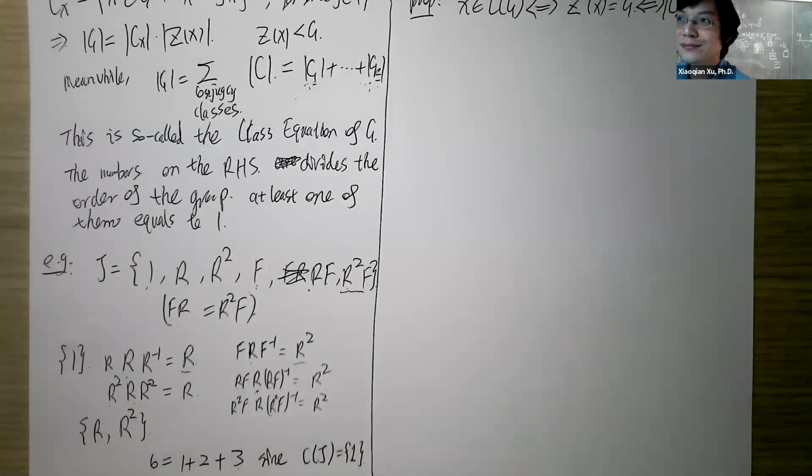Any question? This is how you can write the class equation of a group. It's not so easy, right? It's not so easy to do this kind of computation in general. Any question?